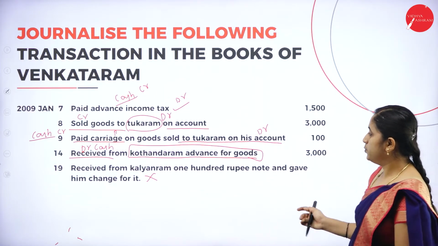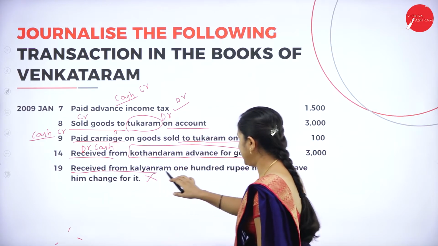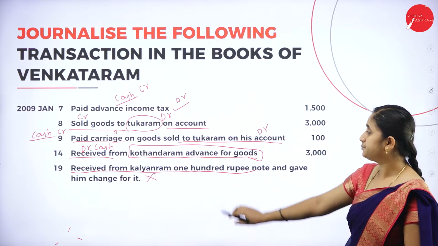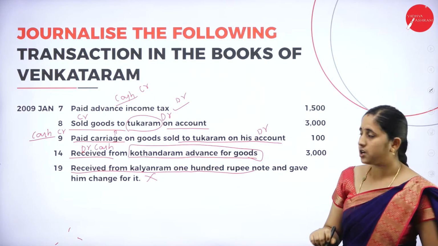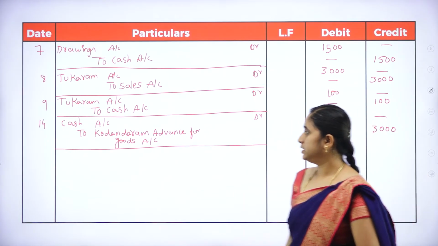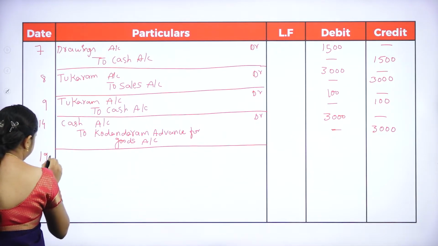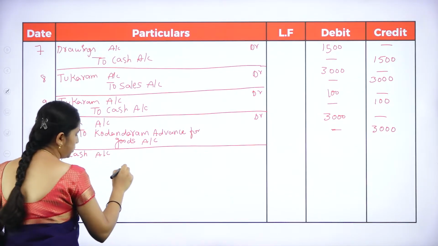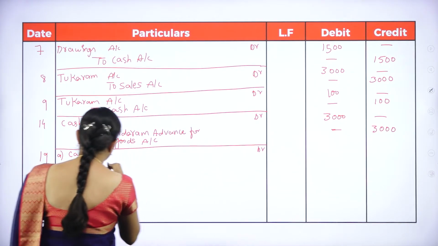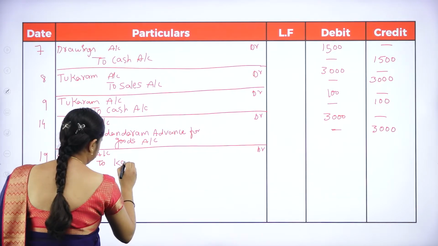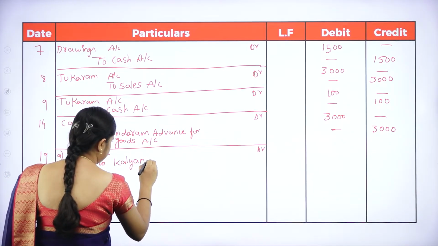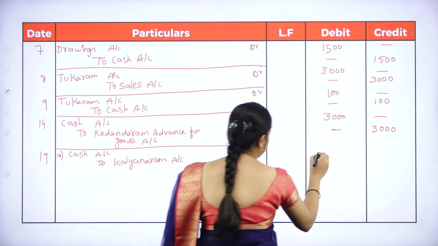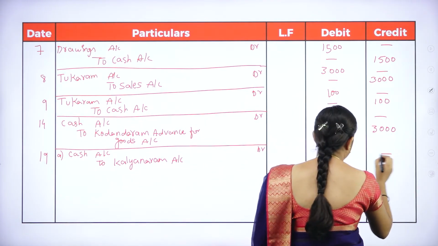If you want to write, first you consider received from Kalyanaram 100 rupees. That means when you receive from Kalyanaram, cash is coming in. The entry will be cash account debtor to Kalyanaram account. That is on 19th. Cash account debtor to Kalyanaram account, that is 100. You will receive 100 rupees from Kalyanaram.